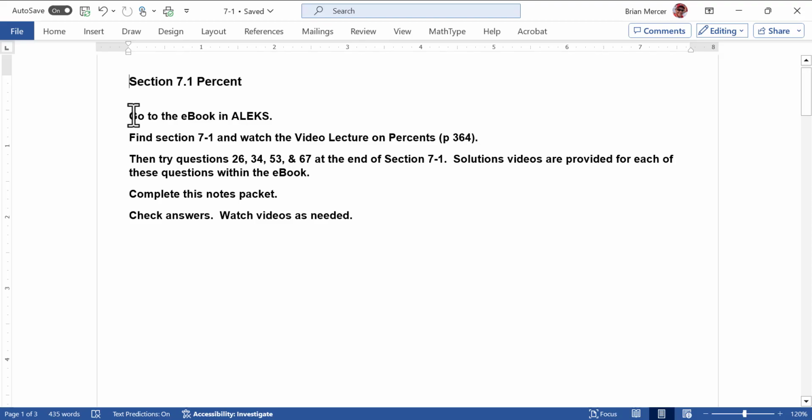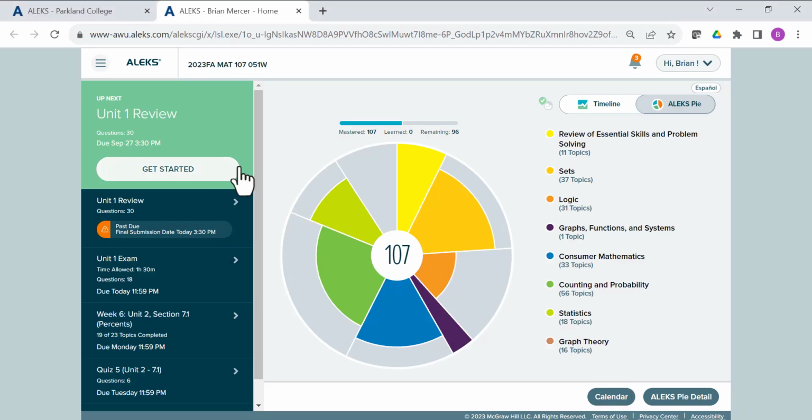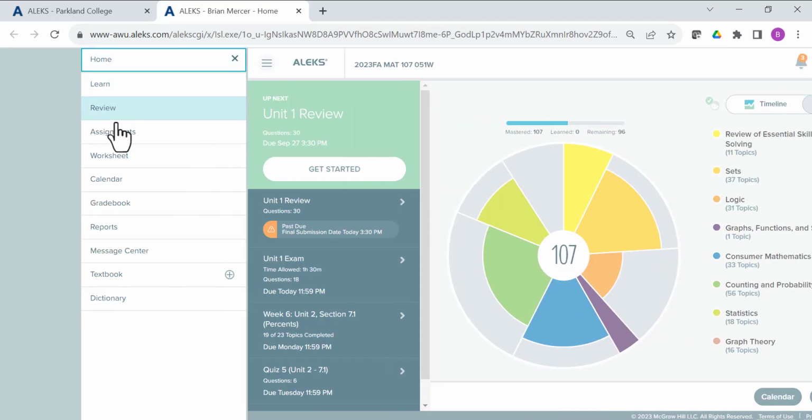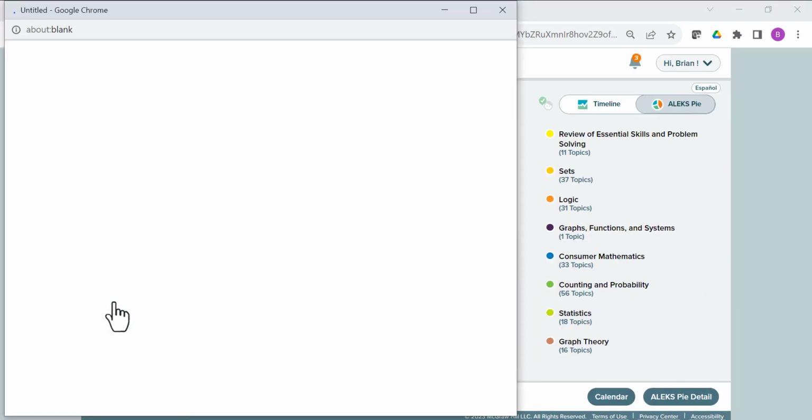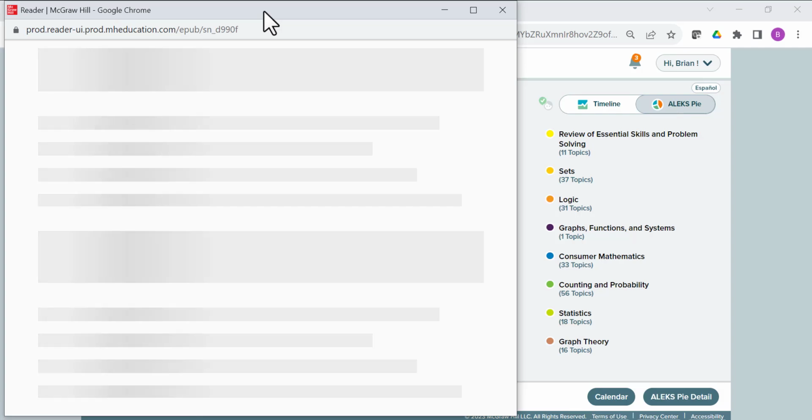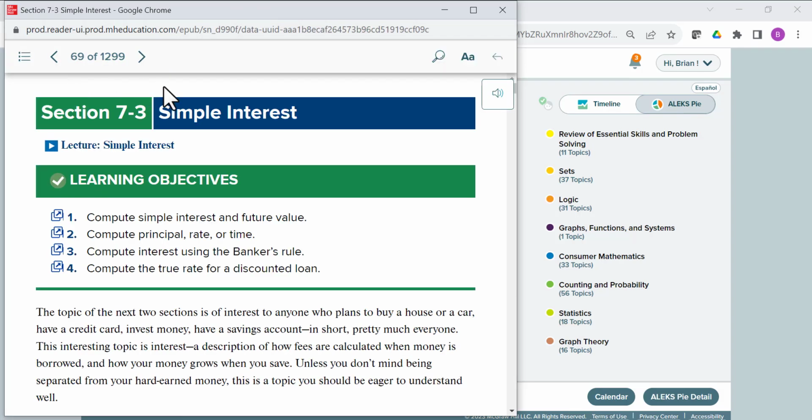First thing we want you to do is go to the ebook in ALEKS, and I'll show you how to do that just quickly. This is what it looks like from the student's point of view. You click the three lines, you go down where it says textbook, and you pick ebook. Mine's going to go right to 7.1 because I was already there. Yours may start in a different place.